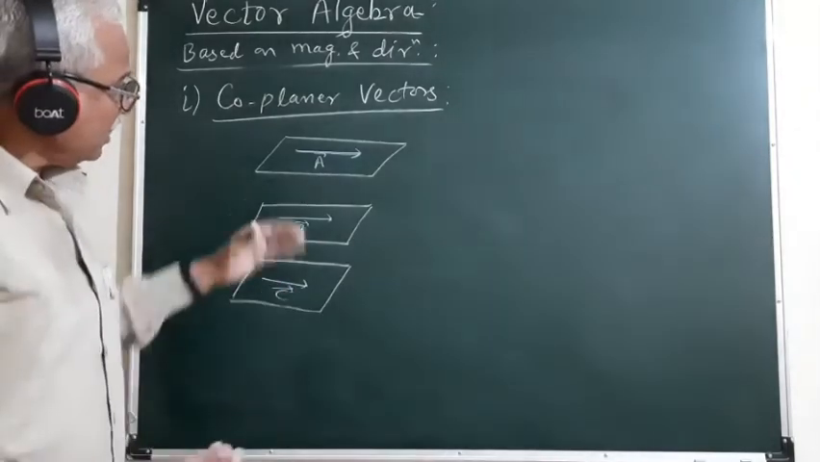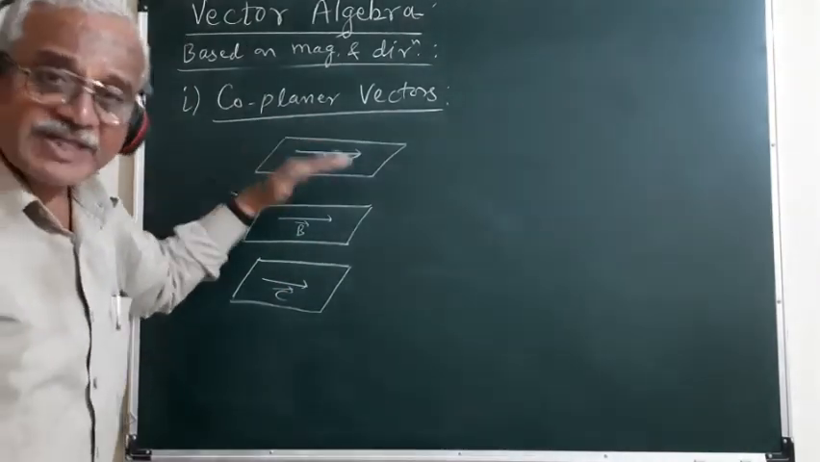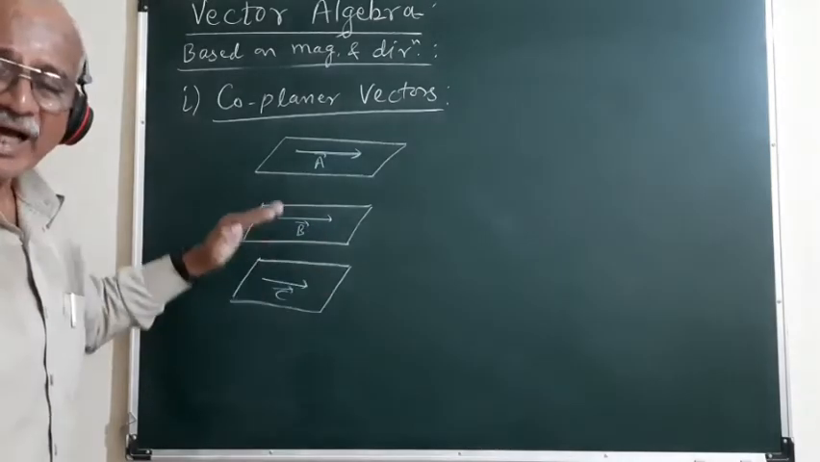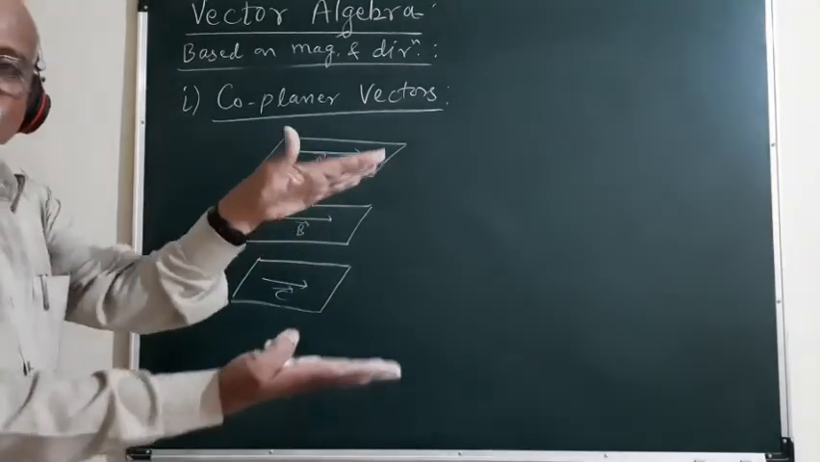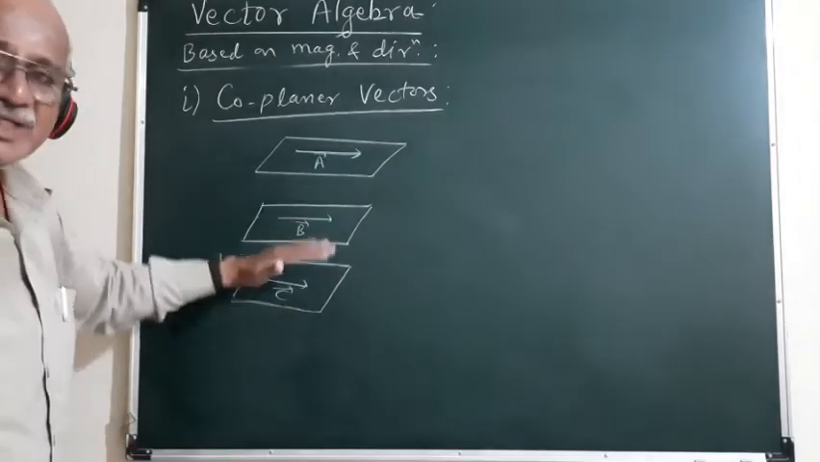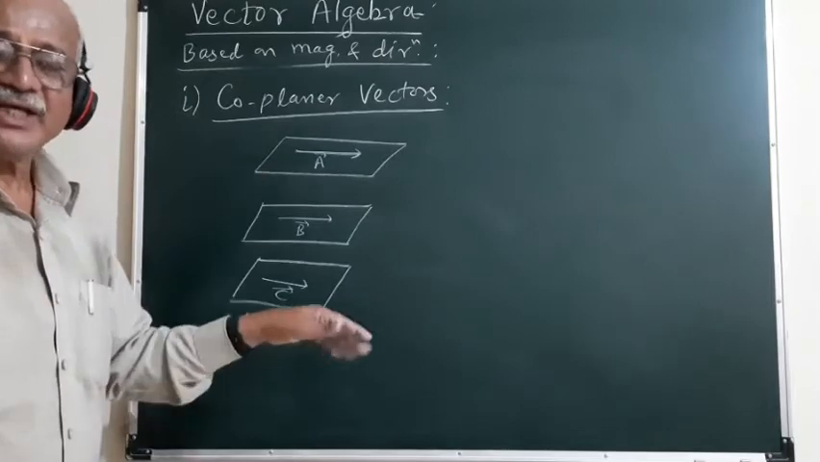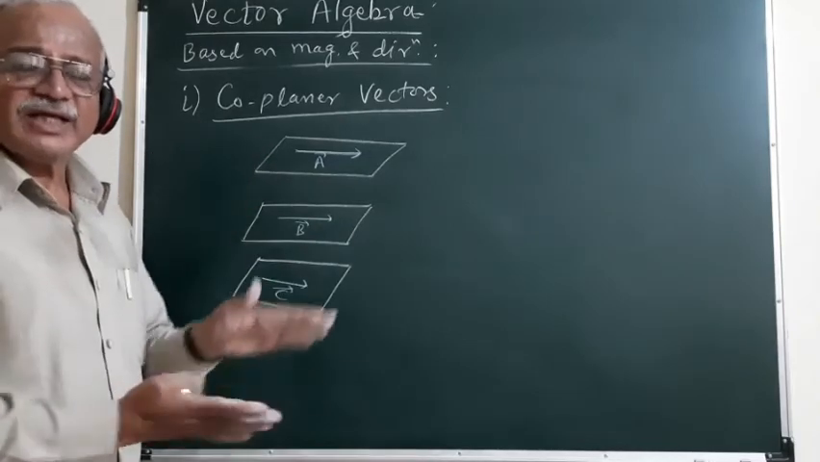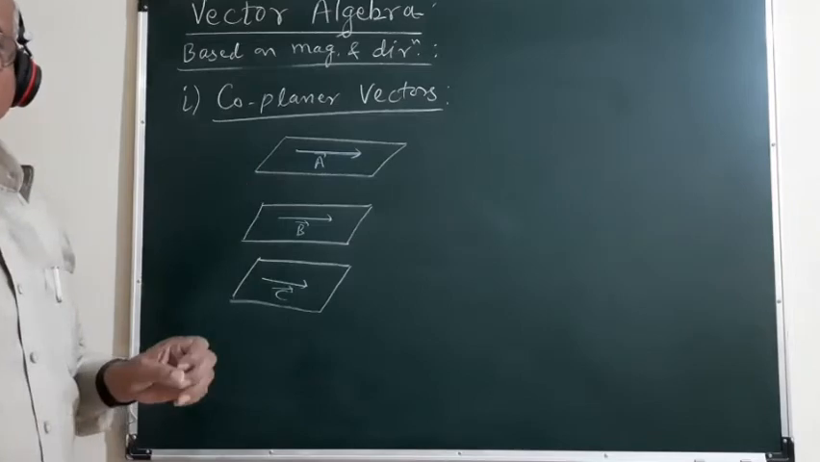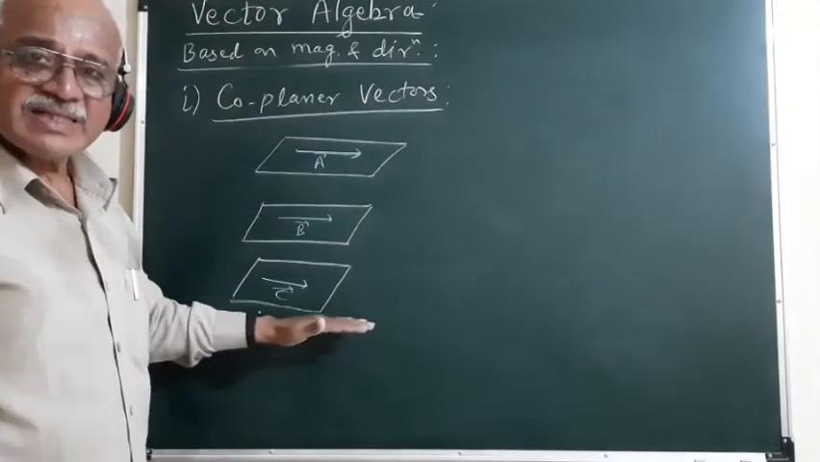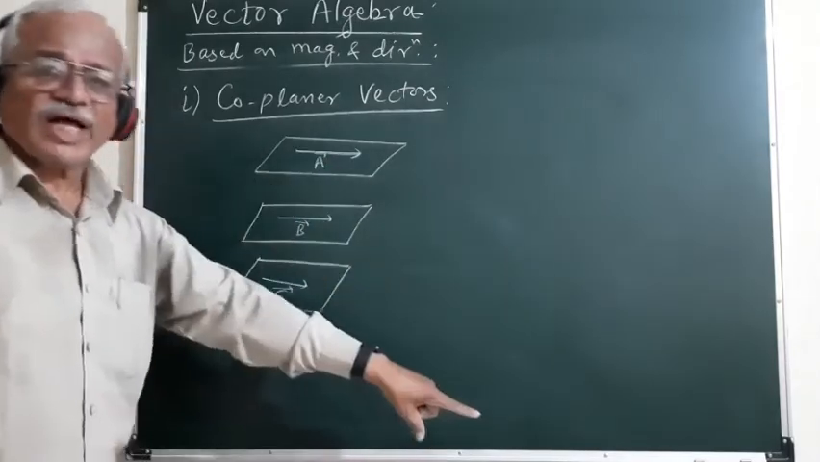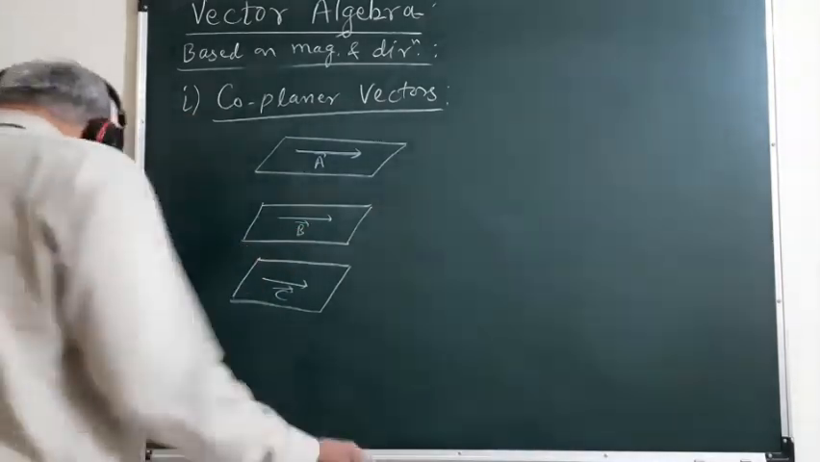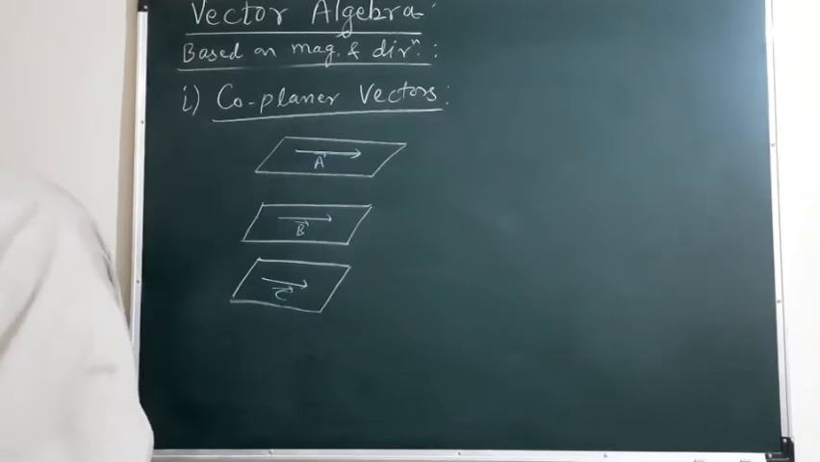Or, if we represent these three vectors in the same plane, since the three planes are parallel to each other, these three planes can be made to coincide with each other, such that all these three vectors can be made to lie in the same plane. Such vectors which lie in parallel planes or which can be made to lie in the same plane are called coplanar vectors. So that is the idea about coplanar vectors.